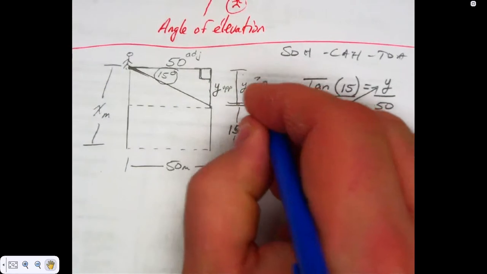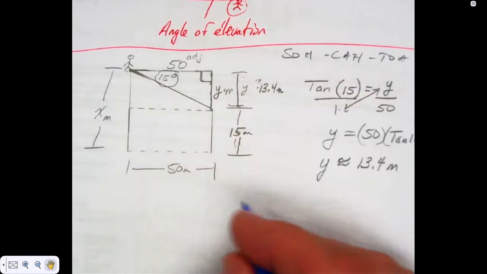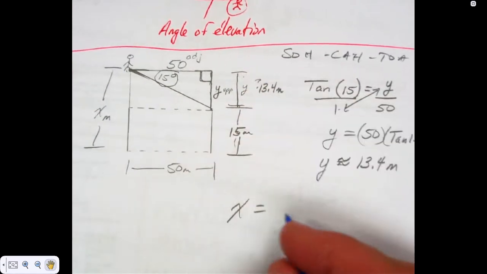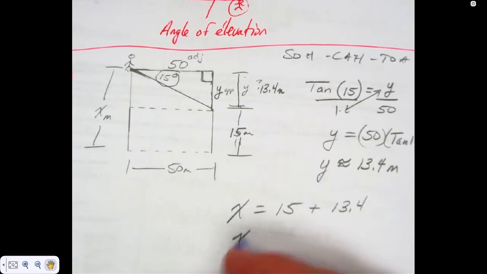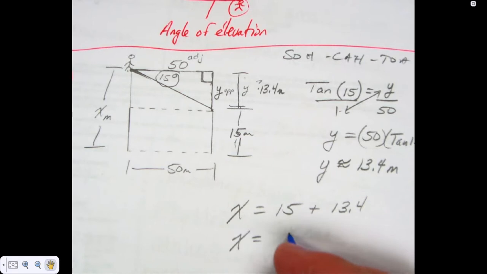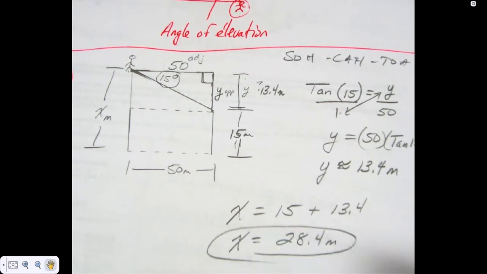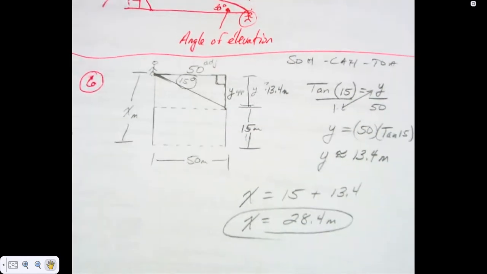So if this is 13.4 meters, what is x equal to? 15 plus what? 13.4. So x is what? 28.4 what? Meters. That was one of the harder ones. Make sure you've got this written down.